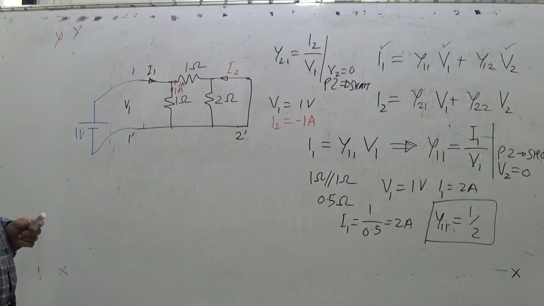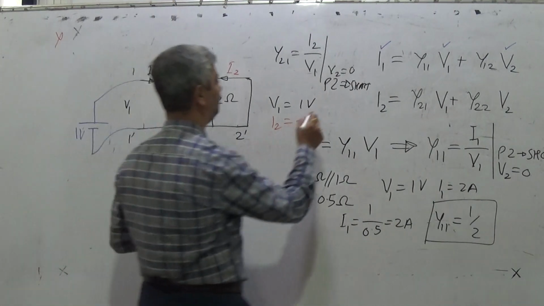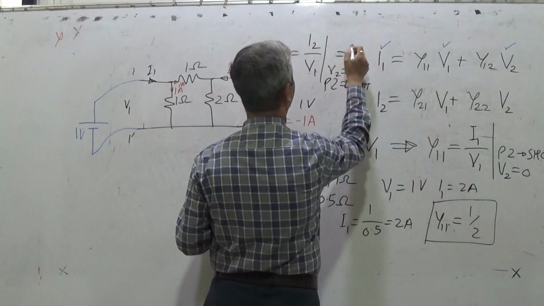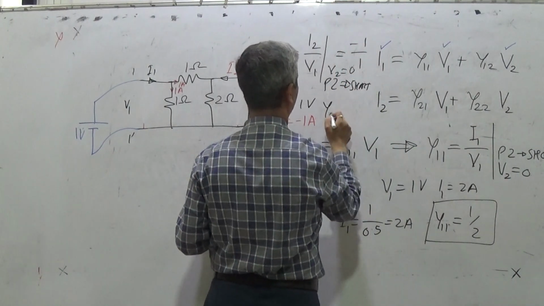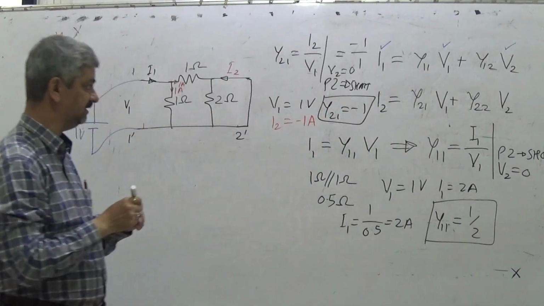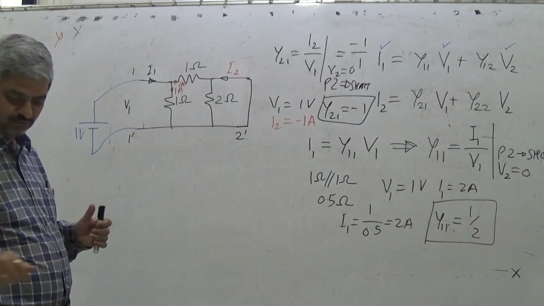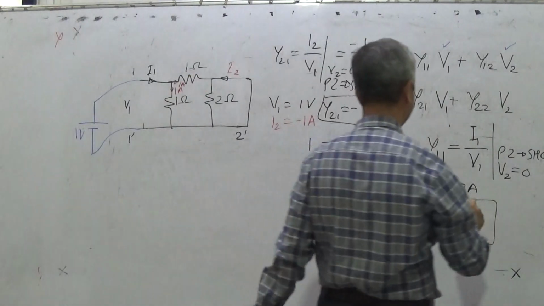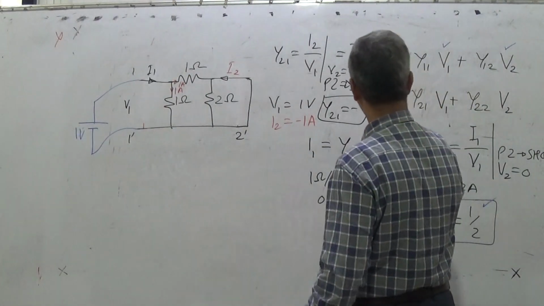I2 is equal to minus 1 ampere. So y21 is equal to I2 upon V1, that is minus 1 ampere upon 1 volt. So y21 is equal to minus 1 upon 1, so y21 is equal to minus 1. So we have found y11, we have found y21.